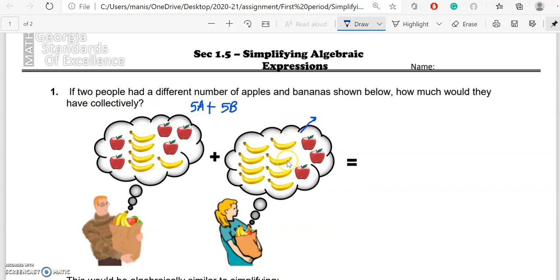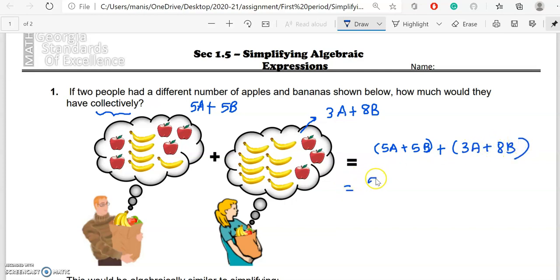What about this lady over here? How many apples does she have? 3 apples. So 3a, the algebraic expression will look like this. How many bananas? 1, 2, 3, 4, 5, 6, 7, 8. So we have 8, and I will represent b for bananas. Now the question says how much would they have collectively? So I have to add both my algebraic expressions, 5a plus 5b, and plus sign, 3a plus 8b. So it will be 5a plus 5b plus 3a plus 8b.